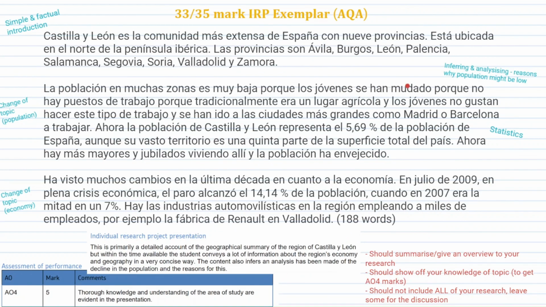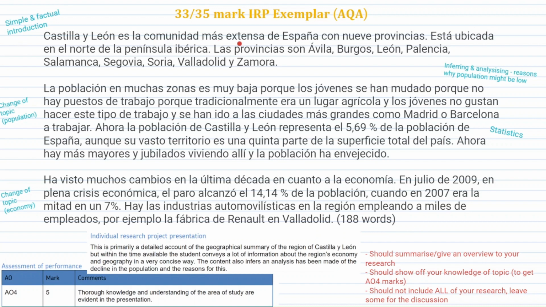Now let's look at an example IRP presentation from AQA. This student's whole IRP scored 33 out of 35, and I have linked the transcript as well as the audio file in the description. This presentation is 188 words long, which in my opinion is quite short, and if you listen to the audio, the student talks quite slowly. But anyway, let's read it.